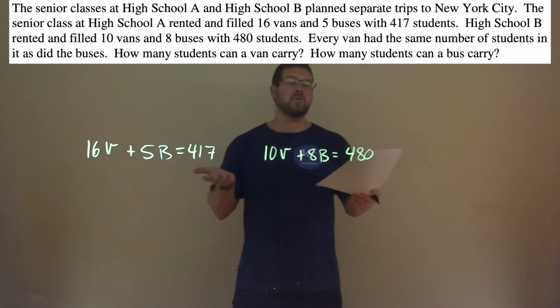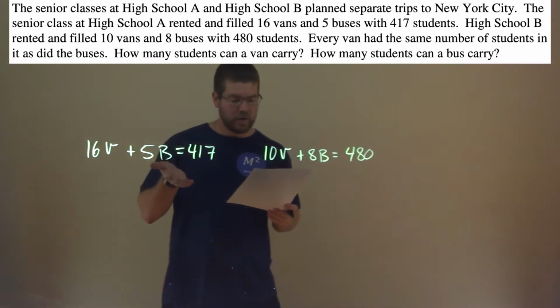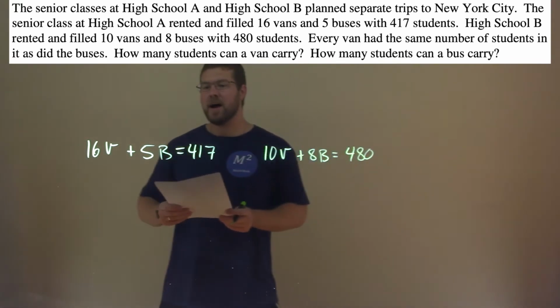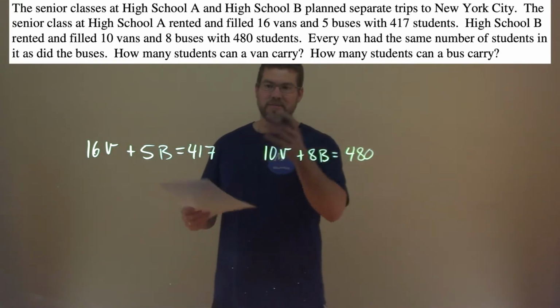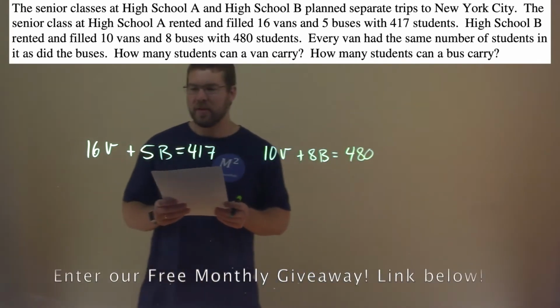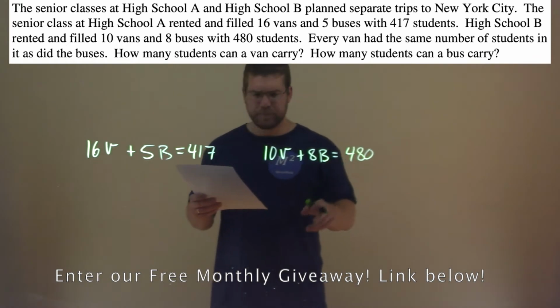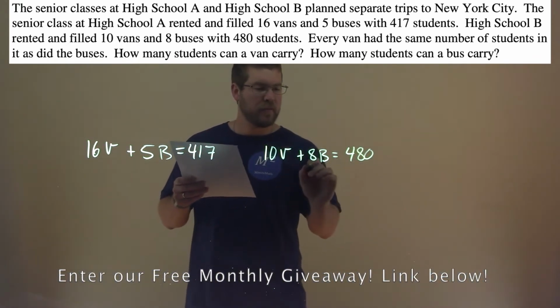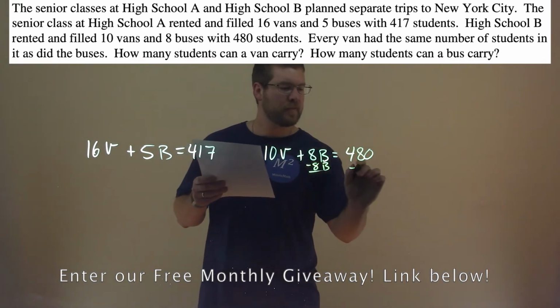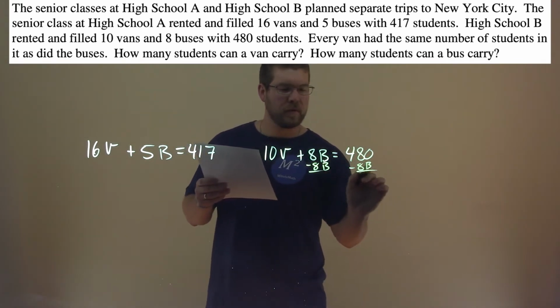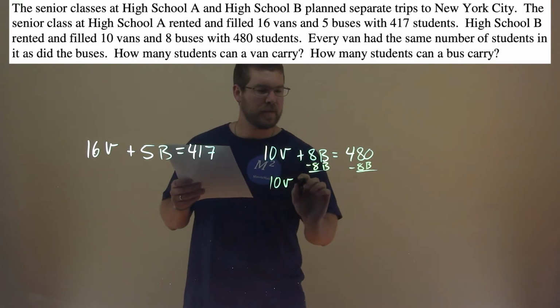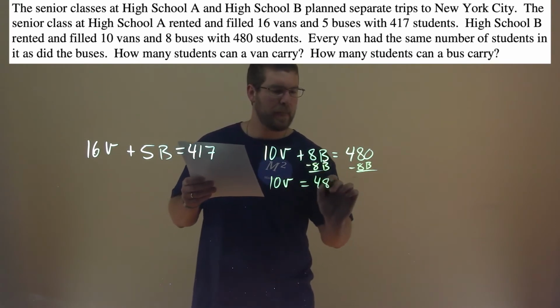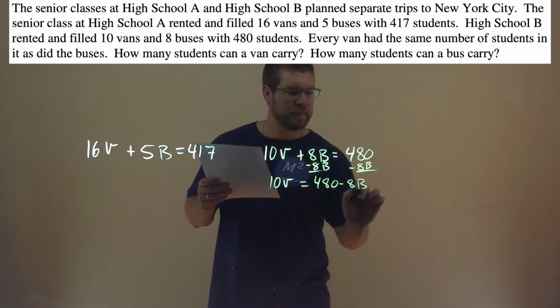So now we have two equations. We can solve this, right? Solve this system of equations to get our answer. The way I'm going to go about this is a little different. I'm going to try to get V by itself in this second equation. So if I subtract 8B from both sides, I'm left with 10V equals 480 minus 8B.